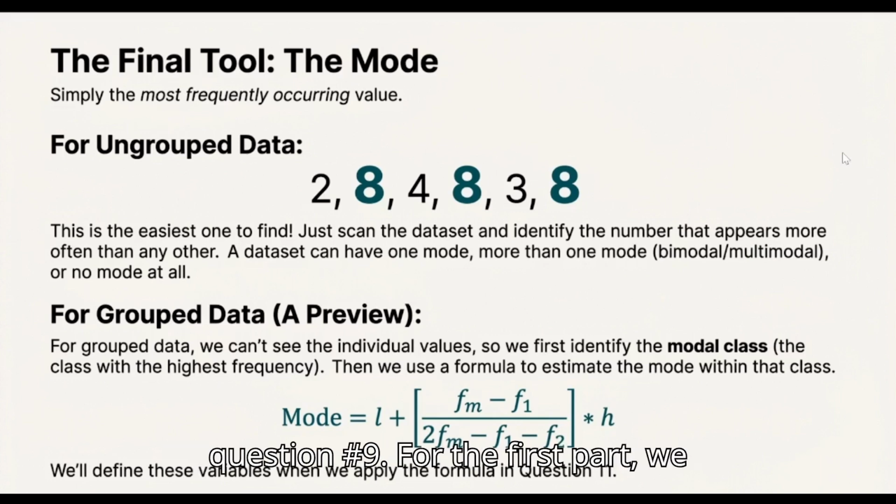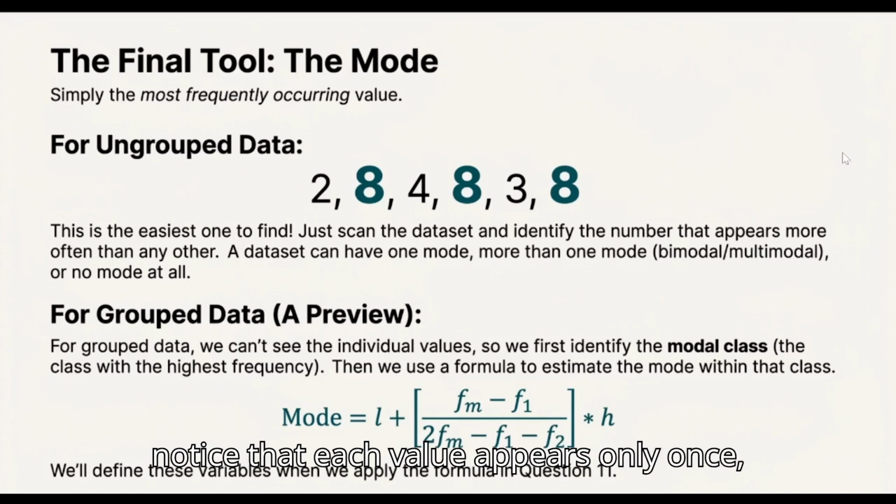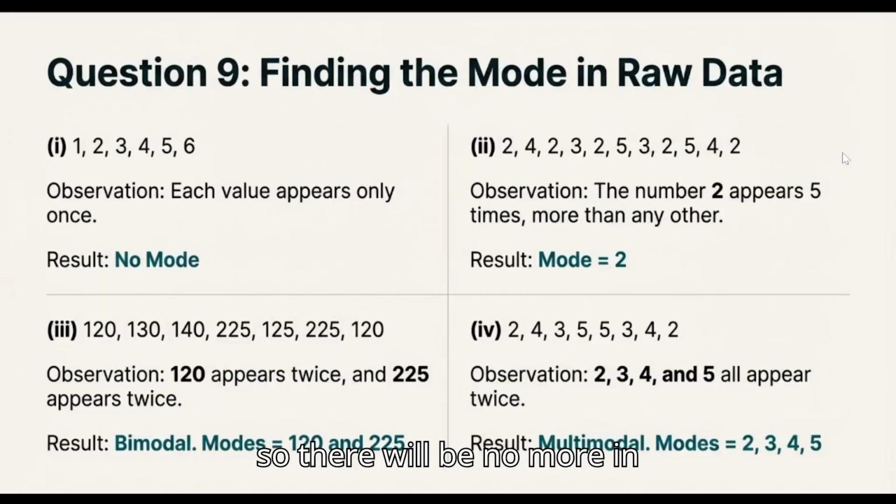For question number 9, for the first part, we need to find the mode in the raw data. We have 1, 2, 3, 4, 5, 6. You will notice that each value appears only once, so there will be no mode.